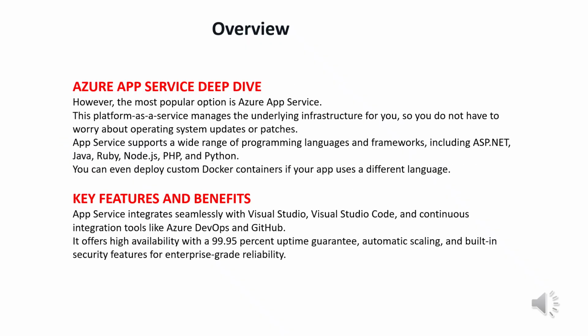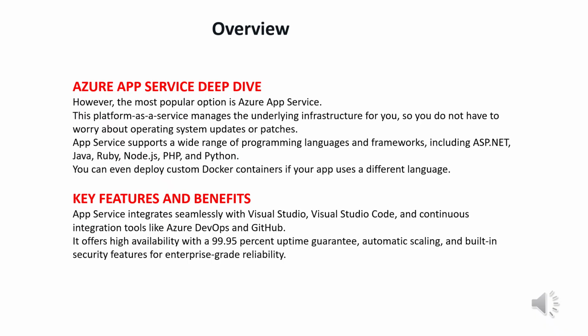However, the most popular option is Azure App Service. This platform as a service manages the underlying infrastructure for you, so you do not have to worry about operating system updates or patches. App Service supports a wide range of programming languages and frameworks, including ASP.NET, Java, Ruby, Node.js, PHP, and Python. You can even deploy custom Docker containers if your app uses a different language. App Service integrates seamlessly with Visual Studio, Visual Studio Code, and continuous integration tools like Azure DevOps and GitHub.